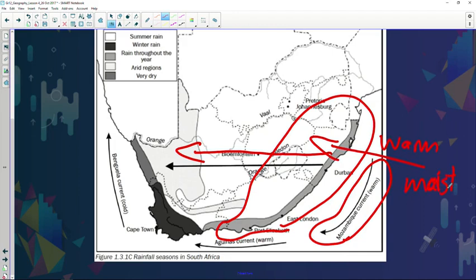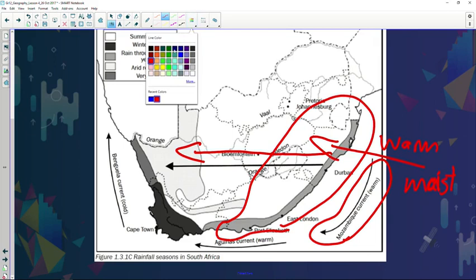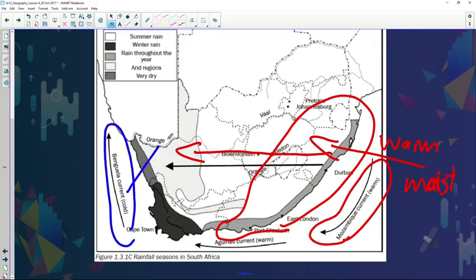And the Benguela current that we find on the west coast creates dry, cool conditions. Now, if it's creating warm, moist conditions, for instance, during summer, what type of pressure do you think we experience over the interior of Southern Africa? It's hot, we experience a low pressure.